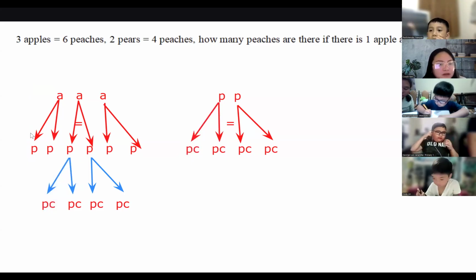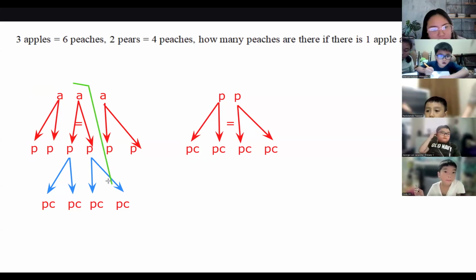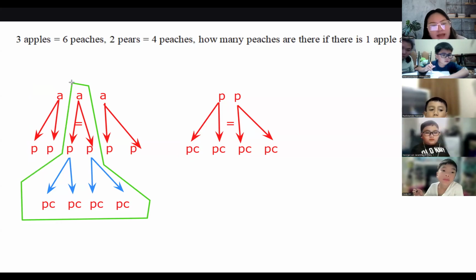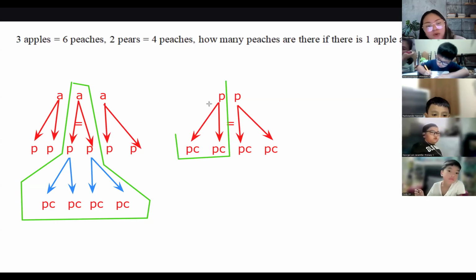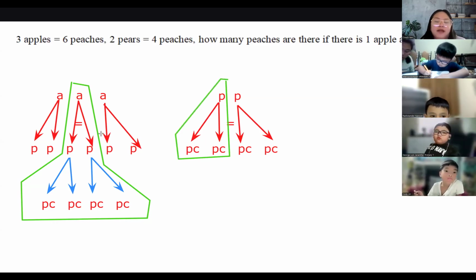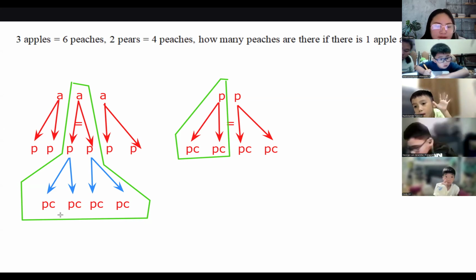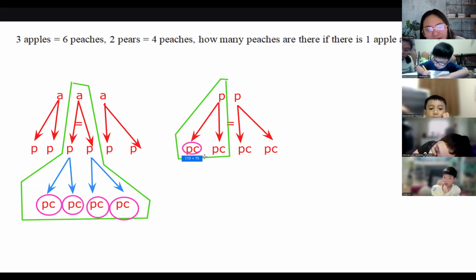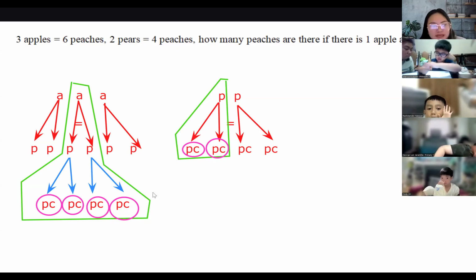Now, let's pick one apple. One apple is this whole thing here. It's like a Christmas tree. That is one apple. This is also one pear. So, how many peaches are there if you choose one apple and one pear? You just count. You have 1, 2, 3, 4, 5, and then 6. So, the answer here is six peaches.